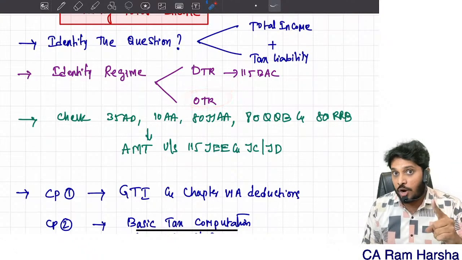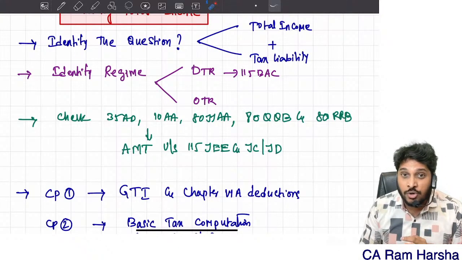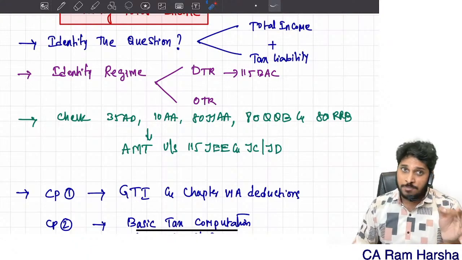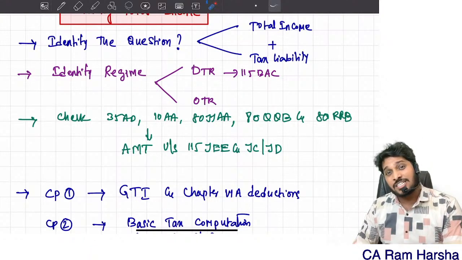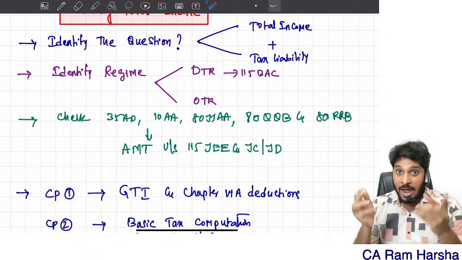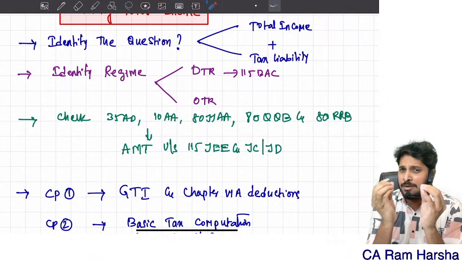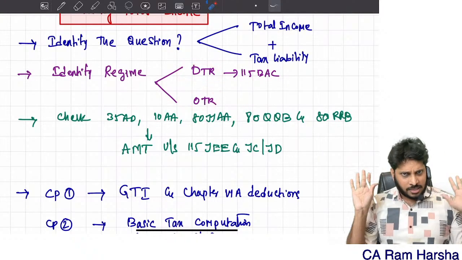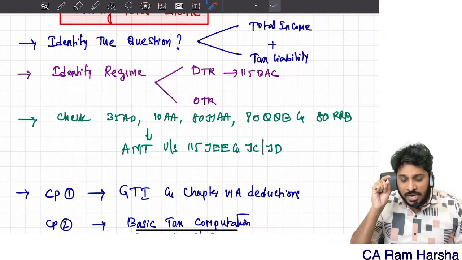First, identify what it is. Sometimes they will ask you to compute total income under the optional tax regime, under the default tax regime, and suggest the beneficial treatment to the assessee. That's how they will ask you. At that time, the problem is going to be a little more complex. So identify what regime exactly they are asking. Done? Now you understood? Now come back again.